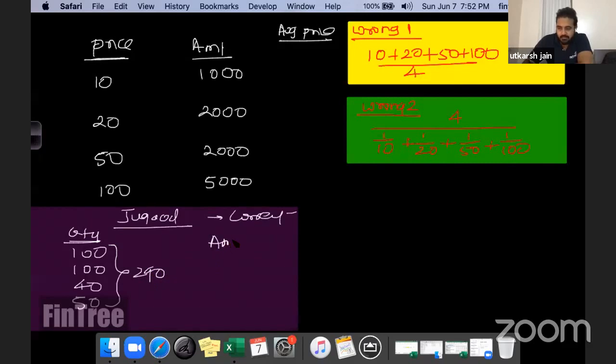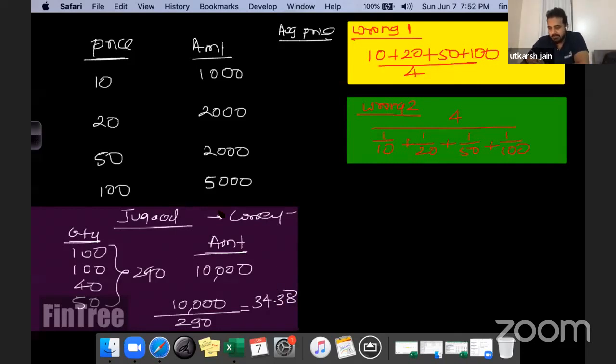And what is the amount we have invested? 1,000 plus 2,000, 3, plus 2, 5, plus 5, 10. So total amount we've invested is 10,000. So 10,000 divided by 290. Tell me, how much is that? 10,000 divided by 290, how much are you getting here? 34.38. So this is your correct answer, right? This is how you can get the answer.